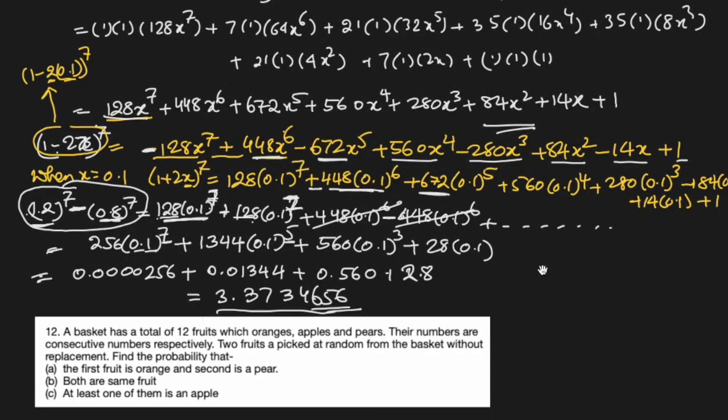Okay, let's go to question number 12. A basket has a total of 12 fruits, which are oranges, apples and pears. Their numbers are consecutive numbers respectively. Respectively means if I assume that this is x, this will be x plus 1 and this will be x plus 2. 2 fruits are picked at random from the basket without replacement. Find the probability that the first fruit is orange and the second fruit is pear.